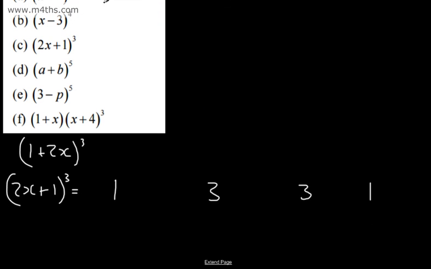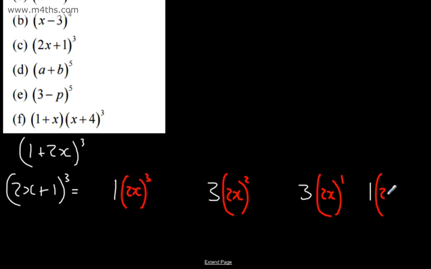So we're going to have now 1, 3, 3, 1. And let's go ahead and look at these. So what we'll have then, again, I'll do it in colour if it helps you. We'll have now the 2x to the power of 3. We will have now the 2x to the power of 2. We'll have 2x to the power of 1. And we'll have the 2x to the power of 0.